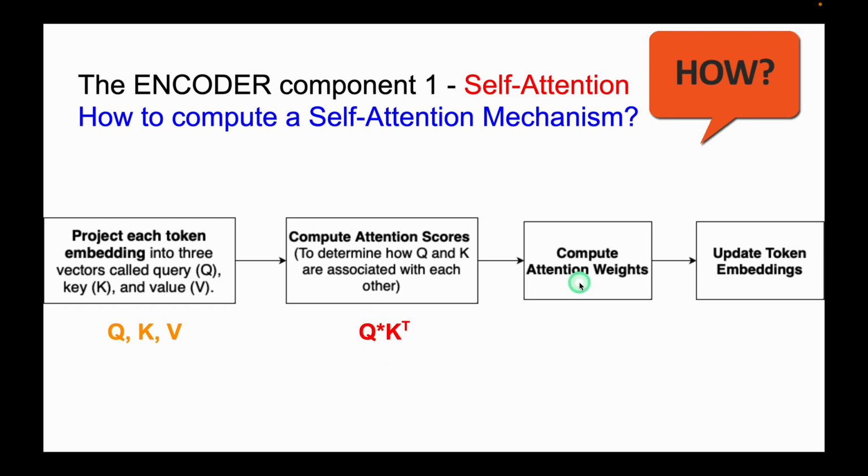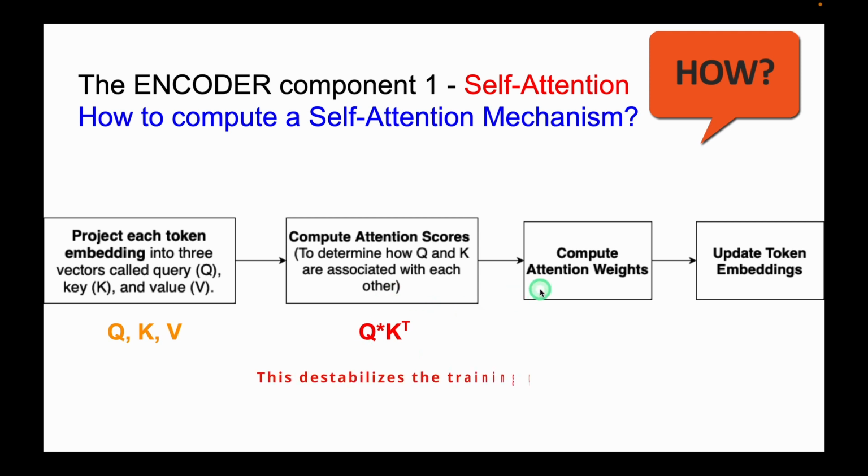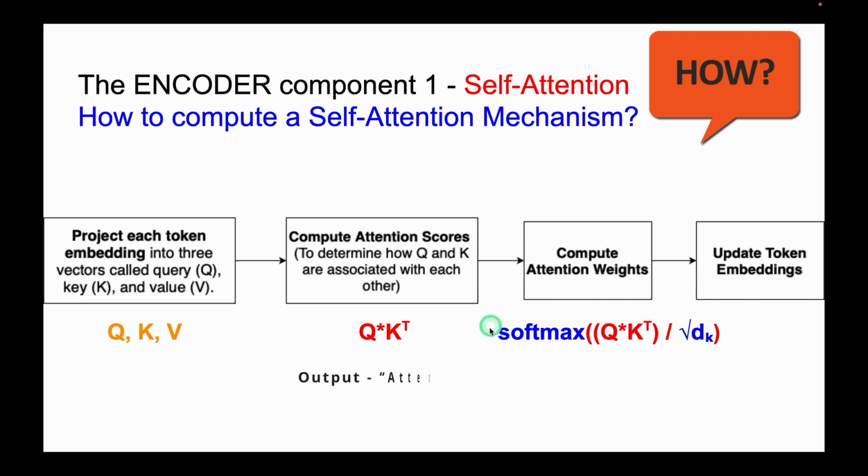Now let's move to step 3. In step 3, we compute attention weights. The dot product or attention scores between query and key, which we computed in step 2, can produce arbitrarily huge values. This destabilizes the entire training process. To solve this problem of instability, the attention scores are scaled to normalize their variance and then further normalized using a softmax so that the values sum to 1. The output of this step is a matrix called attention weights.